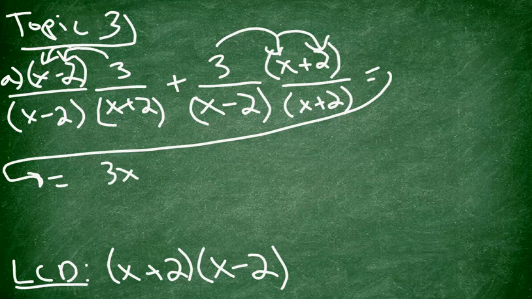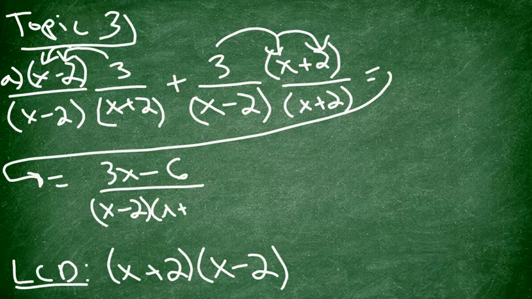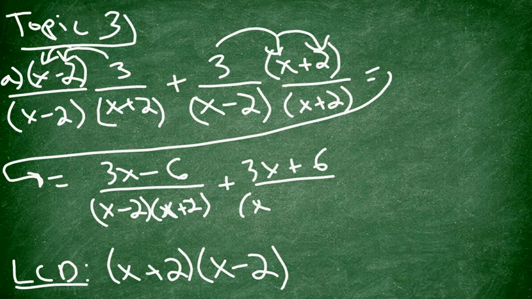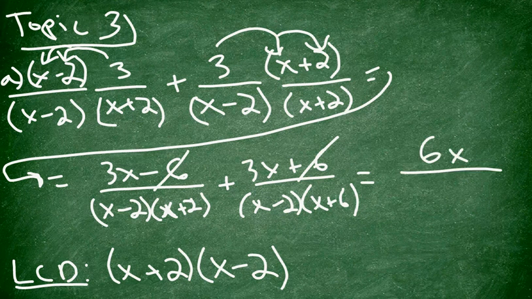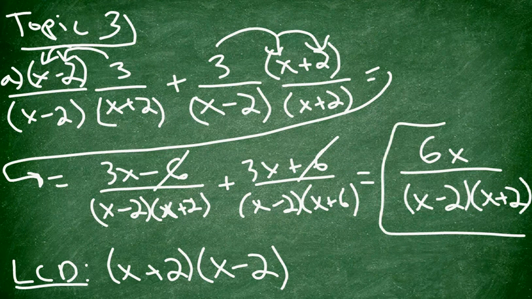So if I do that, I get 3x minus 6 over x minus 2, x plus 2, and then plus 3x plus 6 over x minus 2, x plus 2. And then since I have a common denominator, I can now add everything in the numerators. I'd see that the 6 and the negative 6 cancel. The 3x and the 3x combine, and I can write everything as one denominator. I could have done that in the previous step too, since I now have the common denominator. So that would be my final answer for question A. Okay. Let's go on to question B.